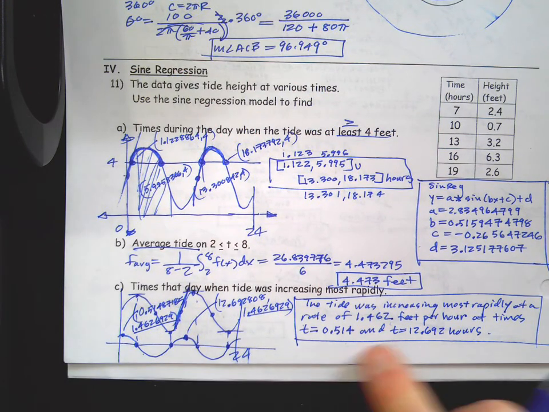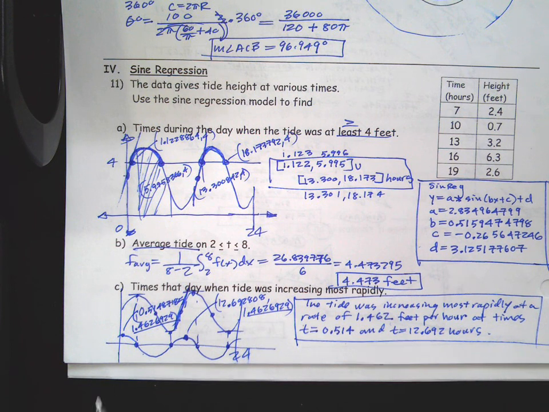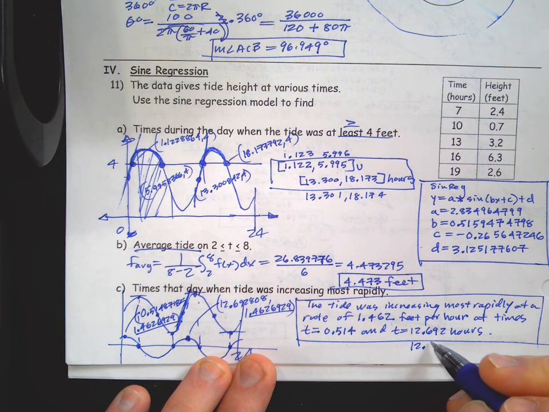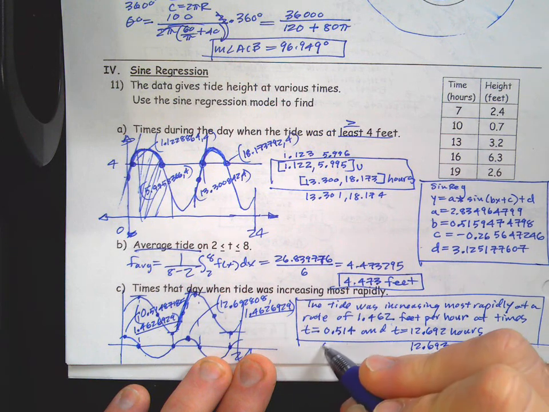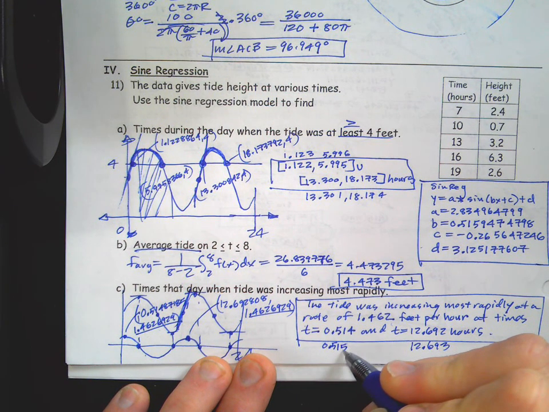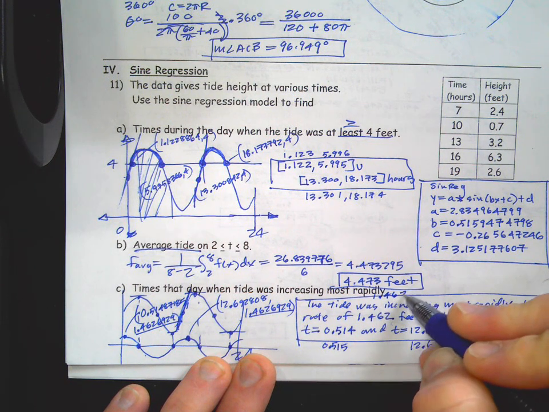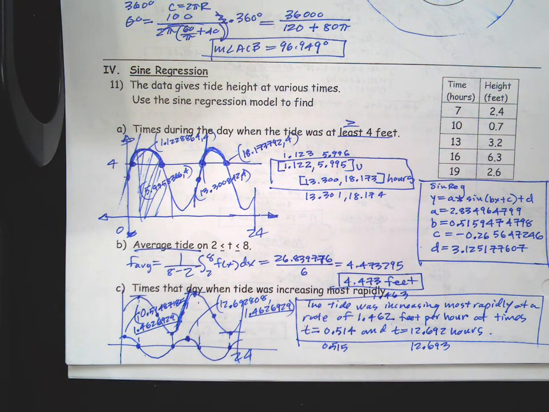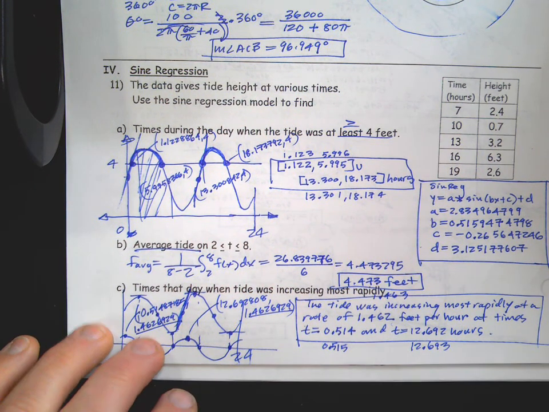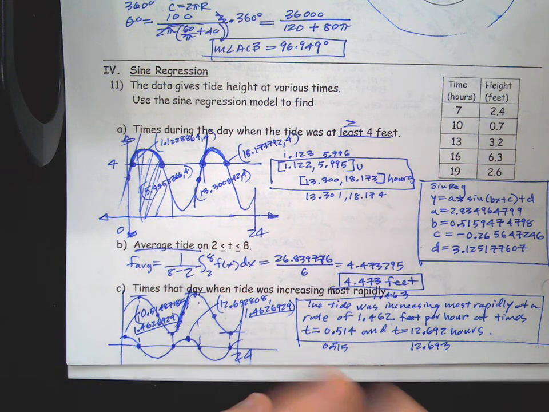You could have rounded these, by the way. I'm not going to write those answers down right now, but if that's what you want to do, this would be 12.693. This would have been 0.515. This would have been 1.463 if you rounded. They all end up changing if you rounded, but that's it. So that's the calculator portion. So there you go.